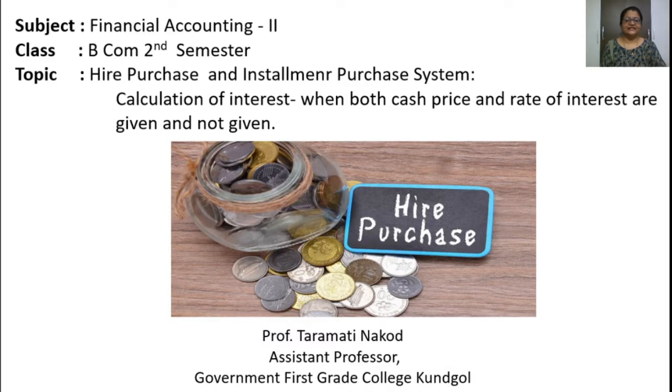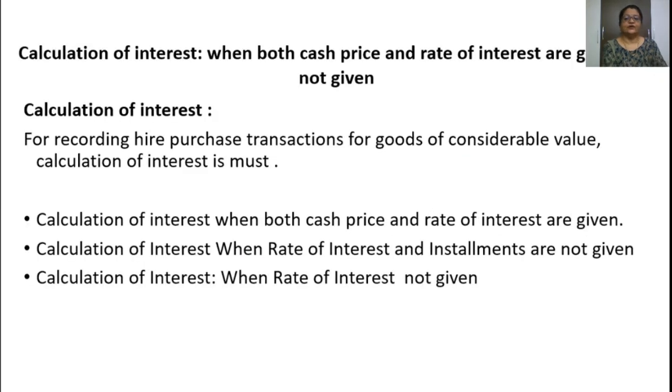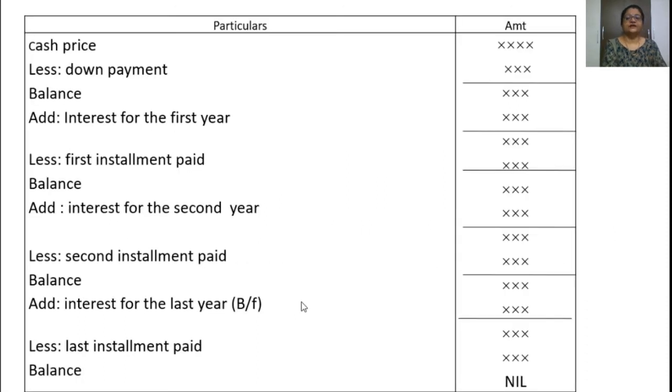Now we are discussing Hire Purchase and Installment Purchase System. Today we are going to see the calculation of interest under different conditions. So when I say different conditions, here we can say calculation of interest when both cash price and rate of interest are given, calculation of interest when rate of interest and installment are not given, then calculation of interest when rate is not given.